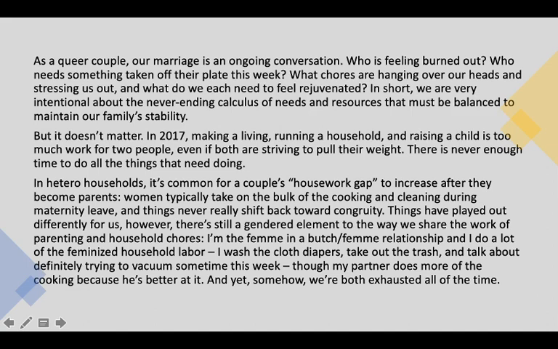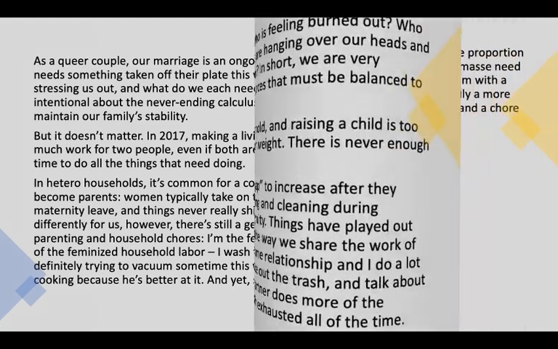There's still a gendered element to the way we share the work of parenting and household chores. I'm the femme in a butch-femme relationship and do a lot of the feminized household labor. I wash cloth diapers, take out the trash, and talk about definitely trying to vacuum sometime this week. See, reading's hard. Though my partner does more of the cooking because he's better at it, and yet somehow we're both exhausted all the time.